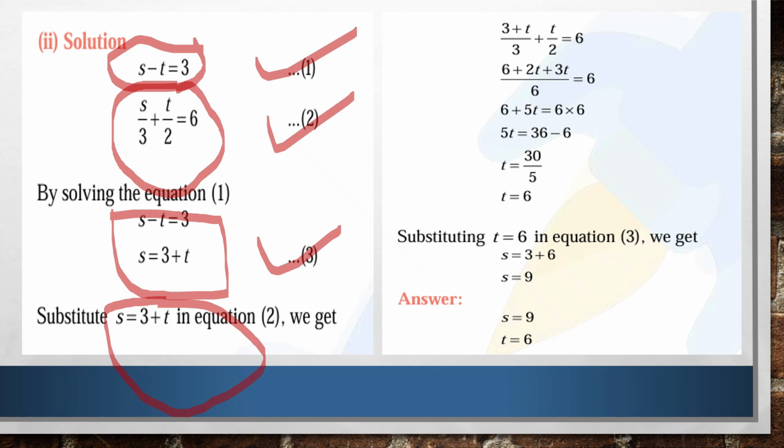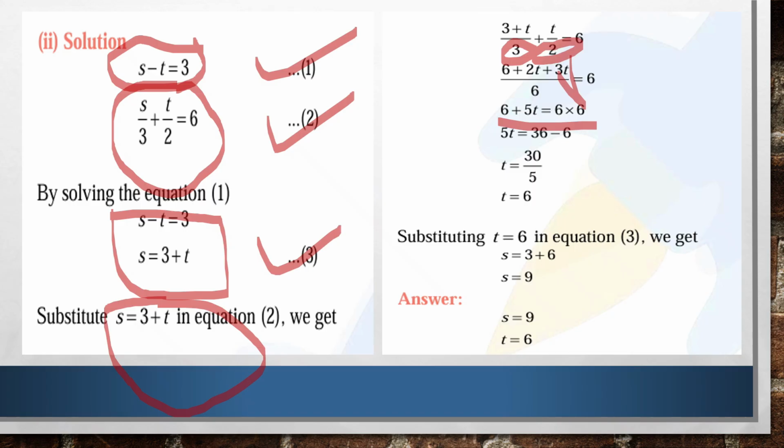That is, s is given as 3 plus t, divided by 3, plus t by 2 is equal to 6. Taking the LCM, 6: 3 2s are 6, so 2 into (3 plus t), and 2 3s are 6, so 3t, is equal to 6 into 6. If I do this, I will get 6 plus 2t plus 3t, which is 6 plus 5t, is equal to 6 into 6.